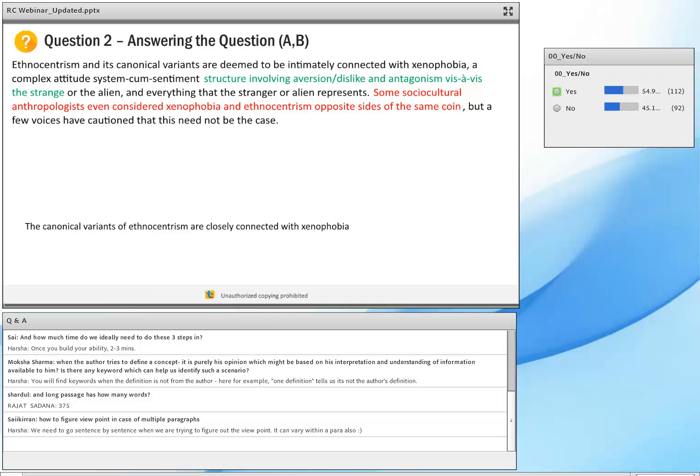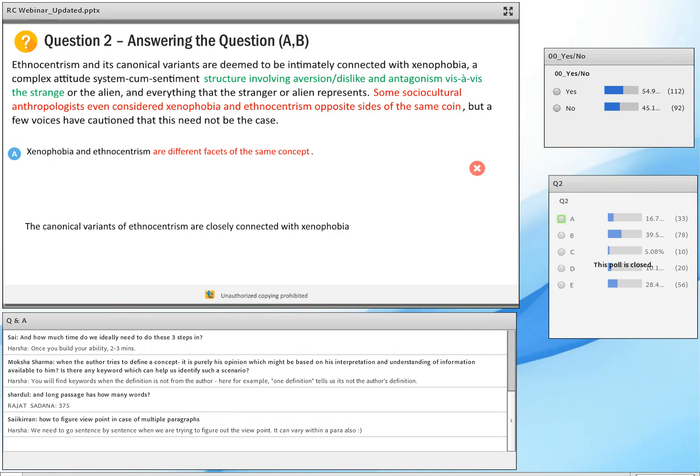So let's look at all the options. You have the passage over here. The first option says xenophobia and EC are different facets of the same concept. Now, this is stated in the passage. But is this something that the author believes in? The answer to that is no. The author doesn't believe in that. If you think about it, the author doesn't agree or disagree with this view. For those of you who chose choice A, and there were about 33 of you, is it clear why choice A is wrong?